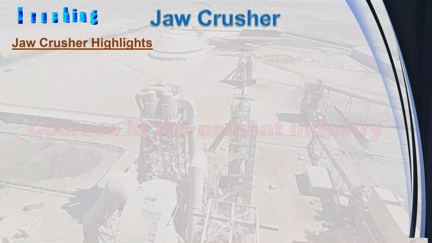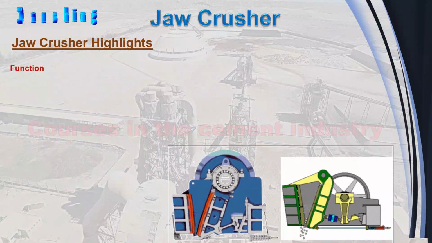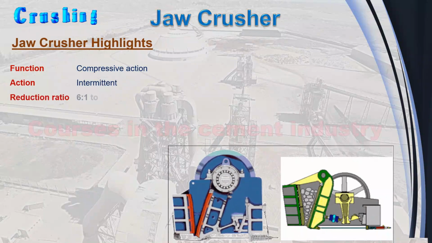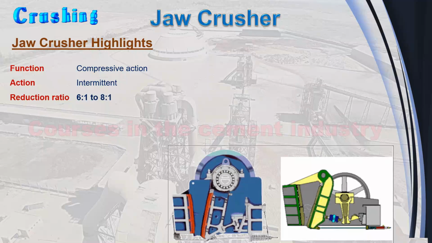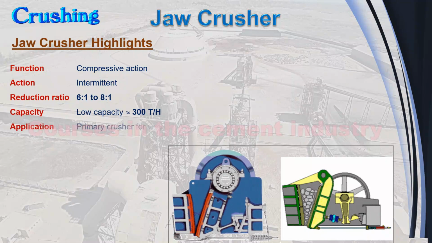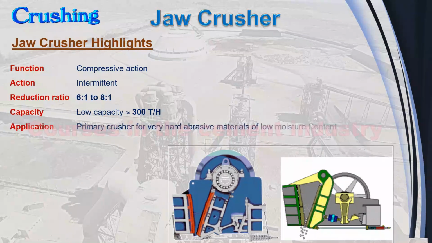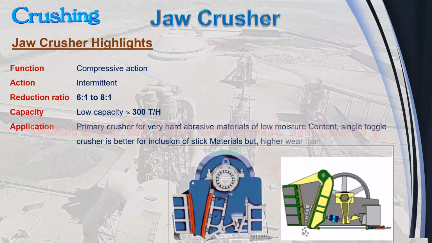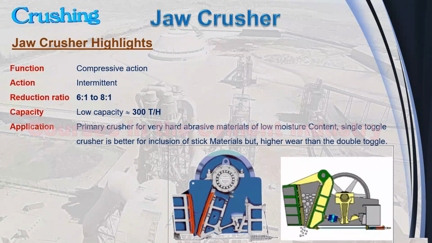Jaw crusher highlights. Function: compressive action. Action: intermittent. Reduction ratio: 6:1 or 8:1. Capacity: low capacity, approximately 300 tons per hour. Application: primary crusher for very hard abrasive materials of low moisture content. Single toggle crusher is better for inclusion of sticky materials but has higher wear than the double toggle.